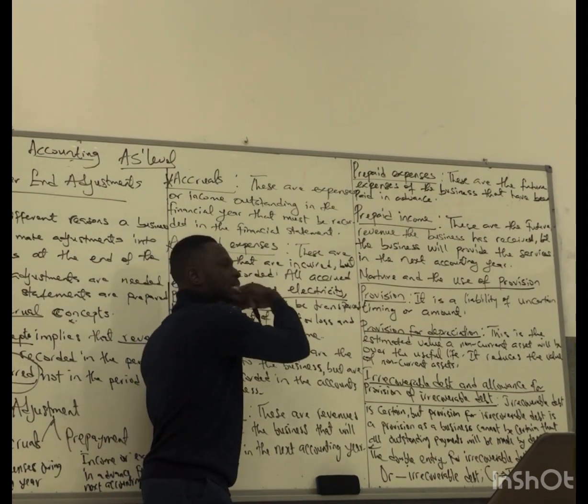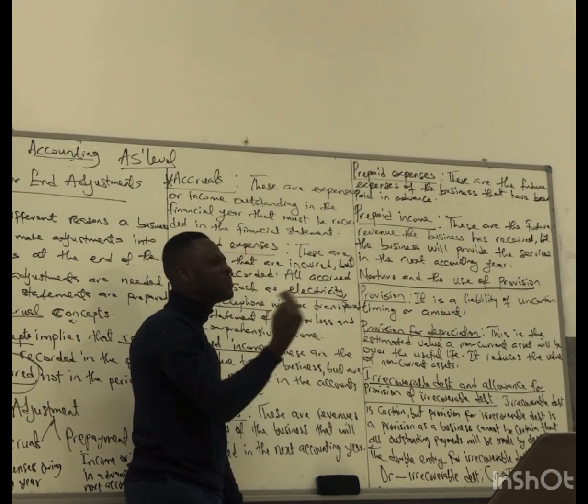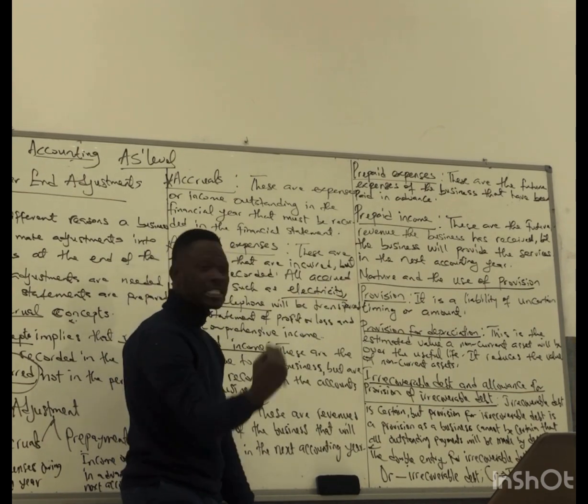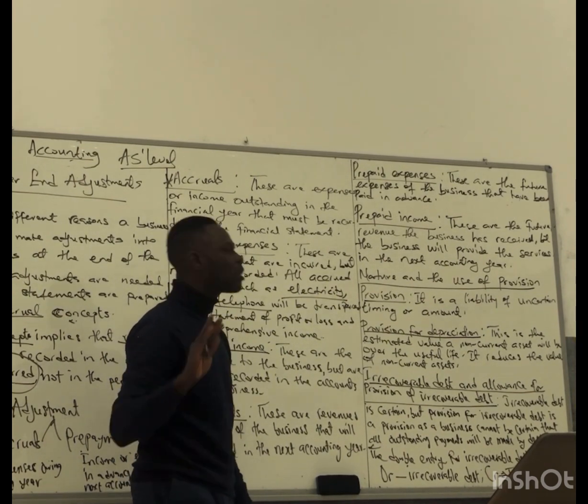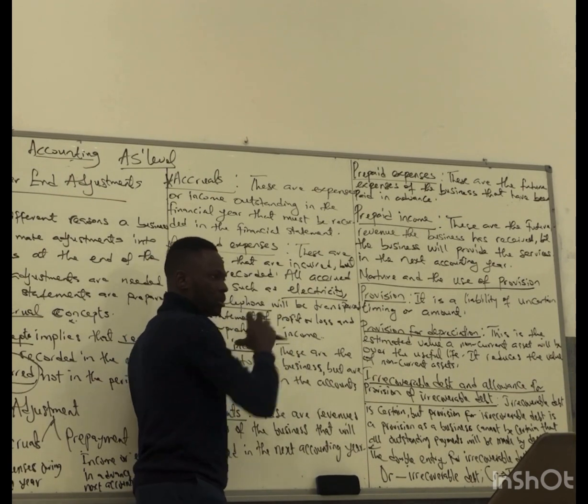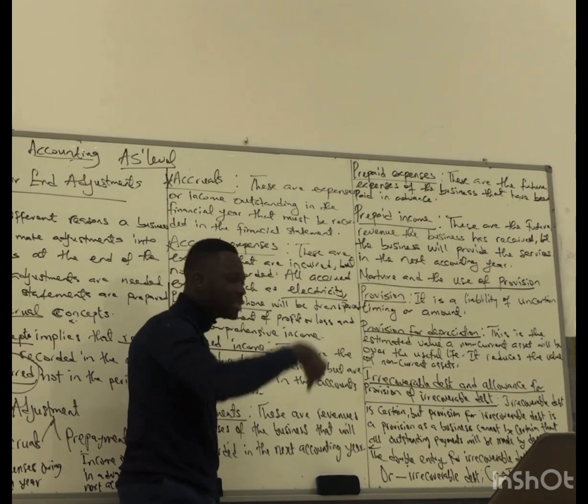These are the expenses of the business that have not yet been recorded. These are the income that is due to the business that has not yet been recorded. That's why we call them accrued. They have to go for this financial year.